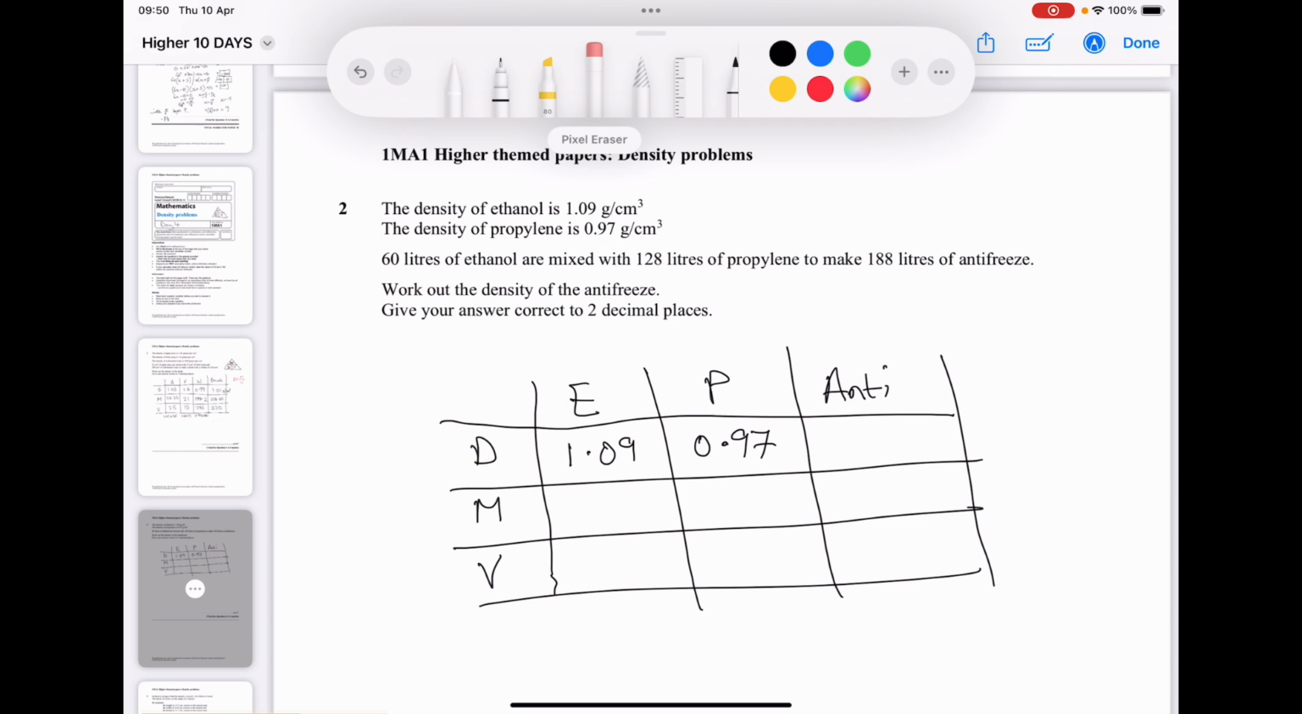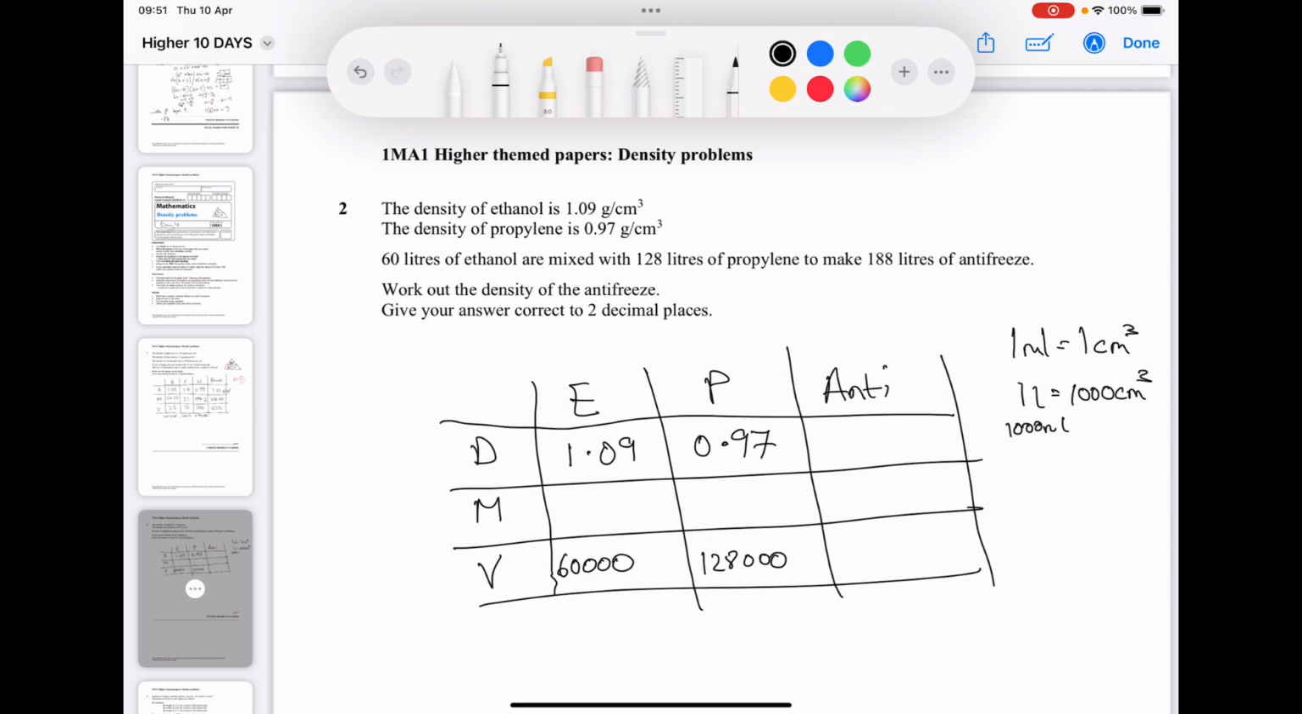Well, in fact, 1 millilitre equals 1 centimetre cubed. So 1 litre equals 1,000 centimetres cubed, because a litre is 1,000 millilitres. So in this case, I've got to change all of these. I've got 60 litres, which is a volume, so I've got 60,000 centimetres cubed. I've got 128 litres, which is 128,000 centimetres cubed.